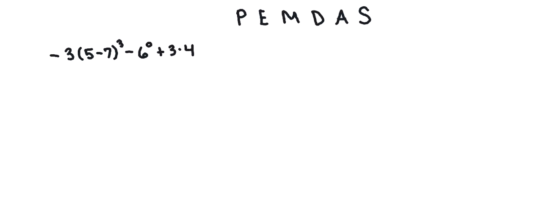So the first thing we have to do is P, which is parentheses. So we're going to go over to our problem and see if there's any parentheses. And here we've got it. So that's the first thing we're going to do. So I'm going to bring down this -3 and it's times. If there's nothing between the number and the parenthesis, that means times. 5 minus 7, which is -2, raised to the third, minus 6 raised to the 0 plus 3 times 4.